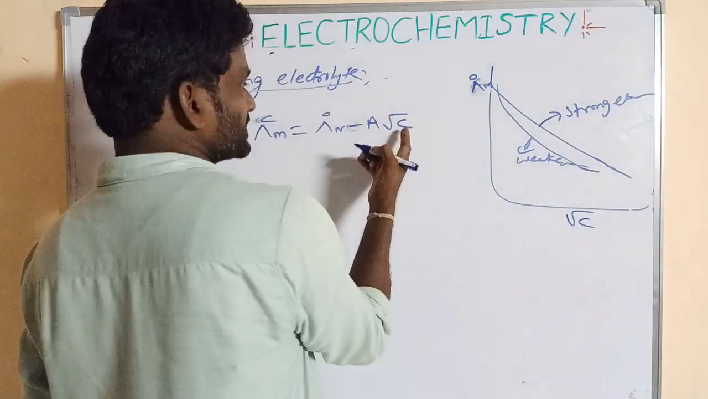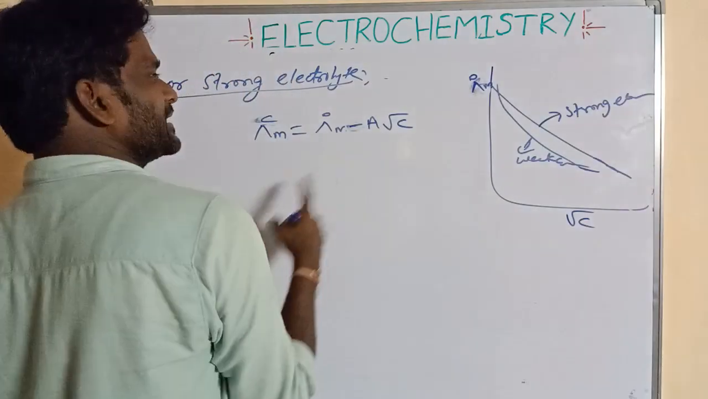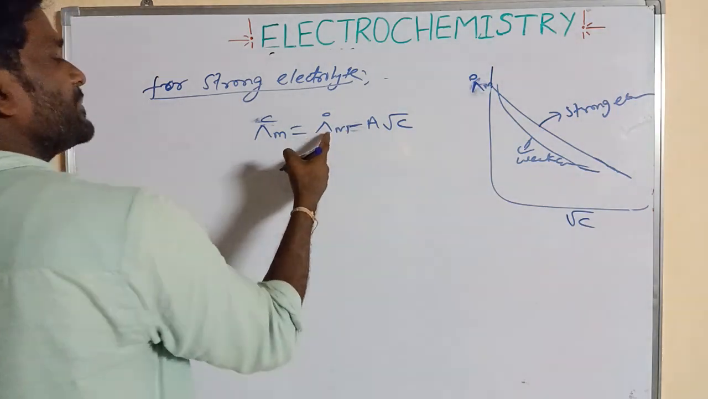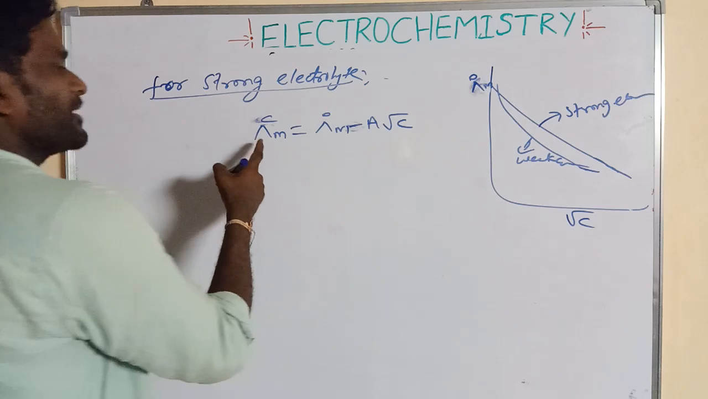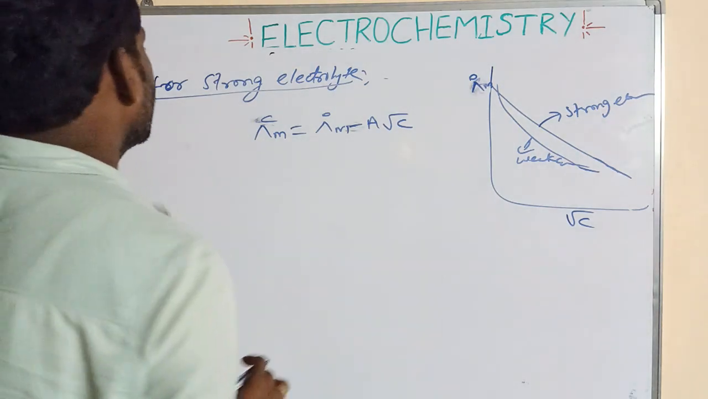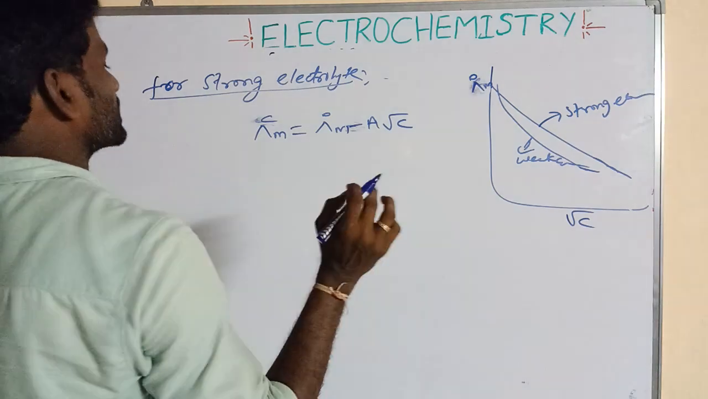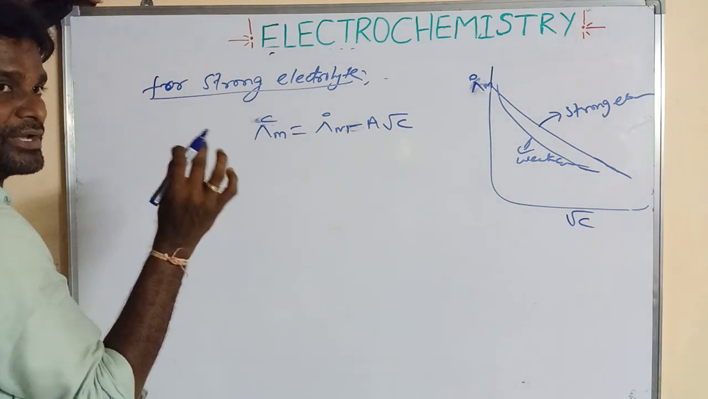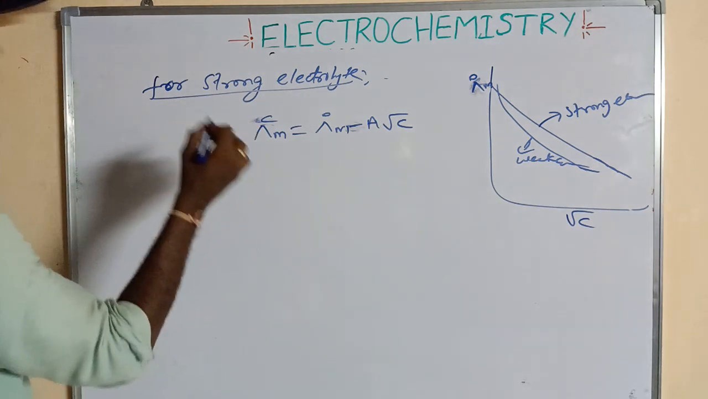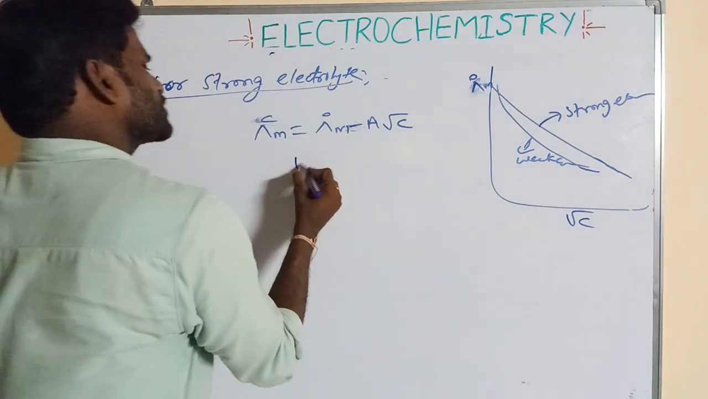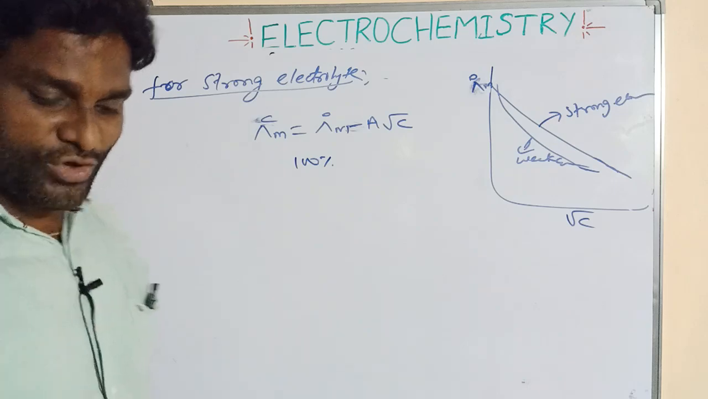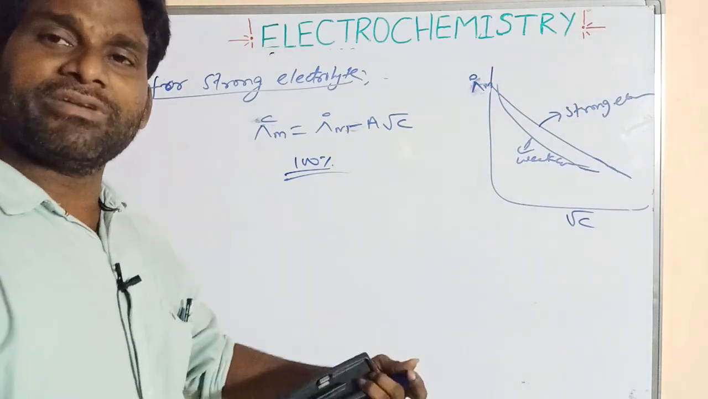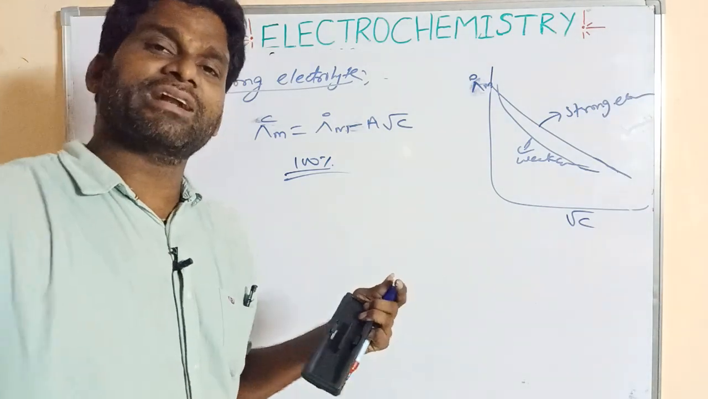Here root C is the concentration, and A is a constant that depends upon the nature of the electrolyte, temperature and nature of solvent. Lambda naught m is the limiting molar conductivity, and lambda m is the molar conductivity at concentration C. On dilution of a strong electrolyte, the electrostatic attractive force between the molecules decreases. Initially a strong electrolyte has high conductance because strong acids, strong bases and strong salts are 100% ionized, so with more ions, the molar conductivity is high.